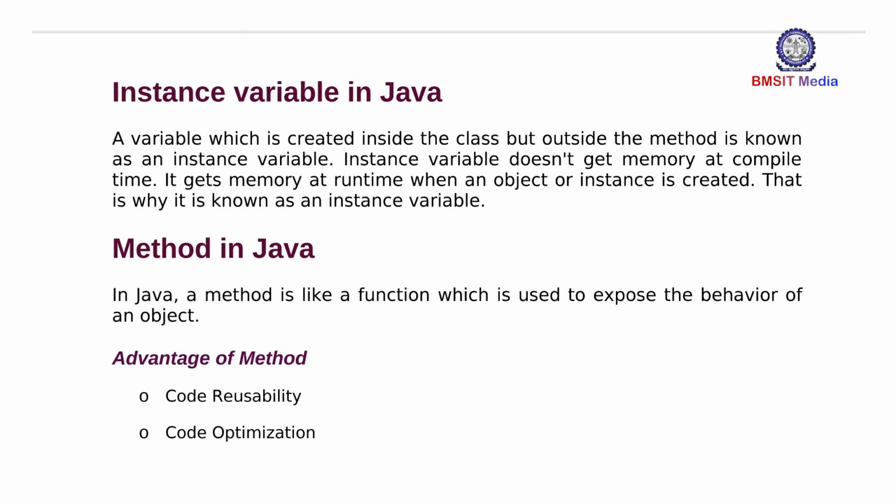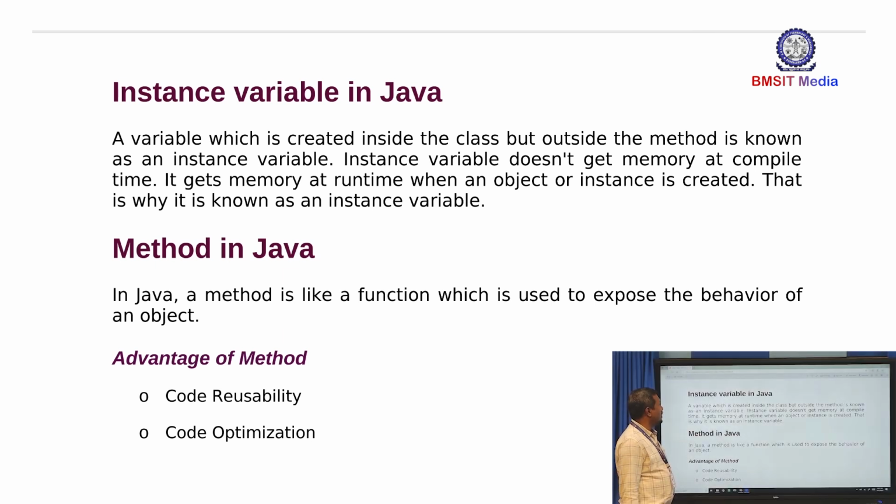Next is instance variable in Java. A variable which is created inside the class but outside the method is known as an instance variable. So what is this variable? It is the one which is created inside the class but outside the method, and that is called an instance variable.